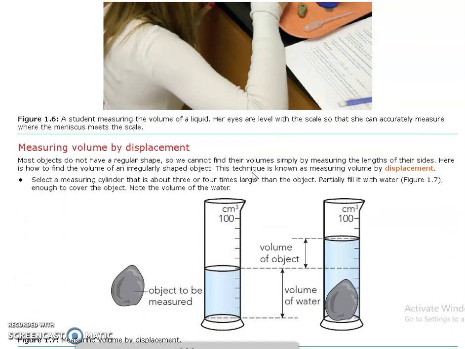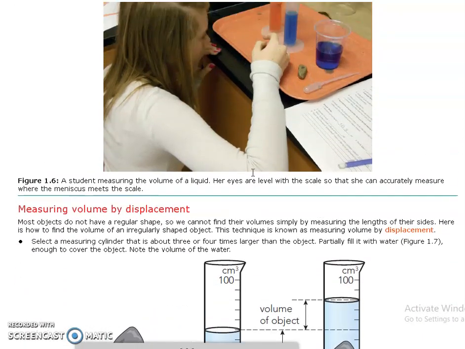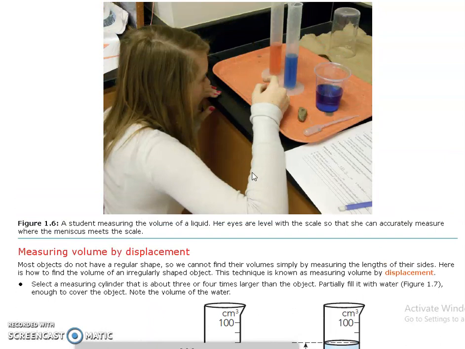Okay, so here we can see a student measuring the volume of a liquid. Her eye is level with the scale so that she can accurately measure where the meniscus meets the scale.